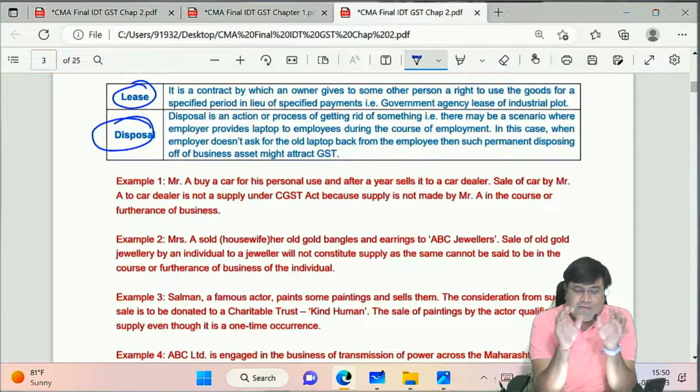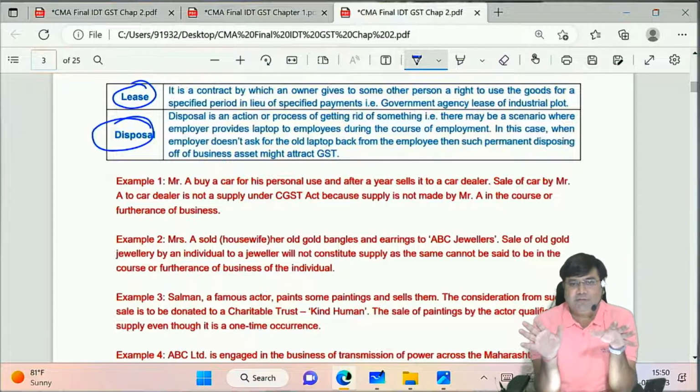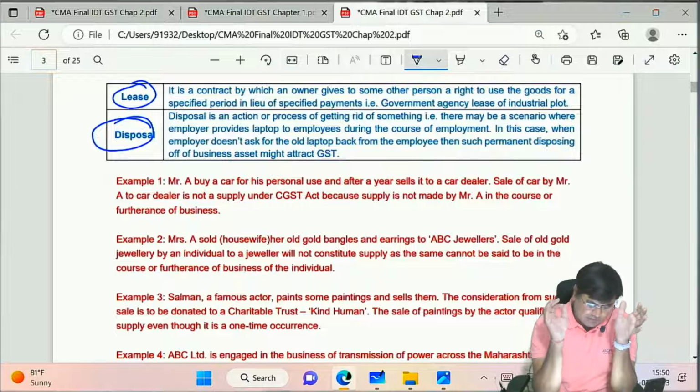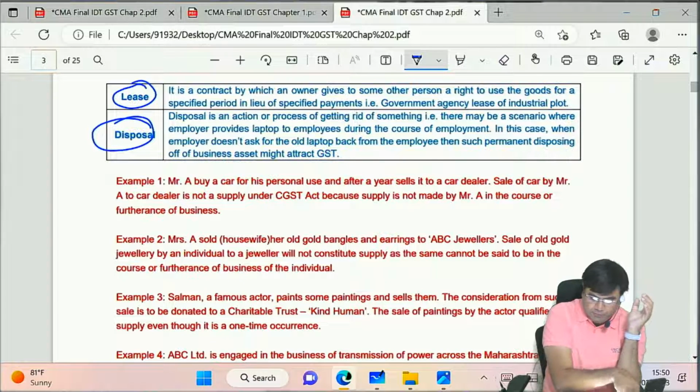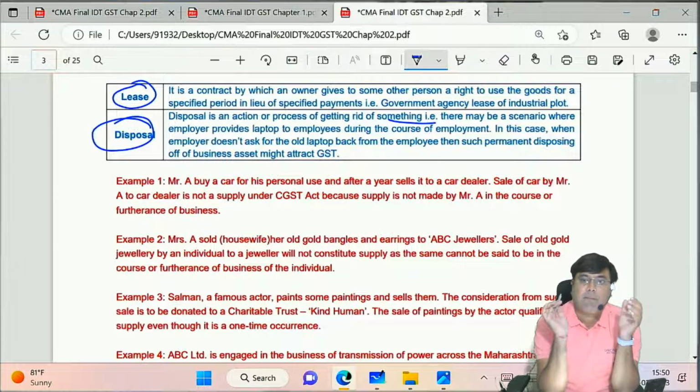So normally such an item's worth is very less, then normally we use the term please dispose of this. So in daily life what we do? Please dispose of. So disposal. Something may not be valuable for us, we normally use the term dispose of. So disposal is an action or process of getting rid of something.